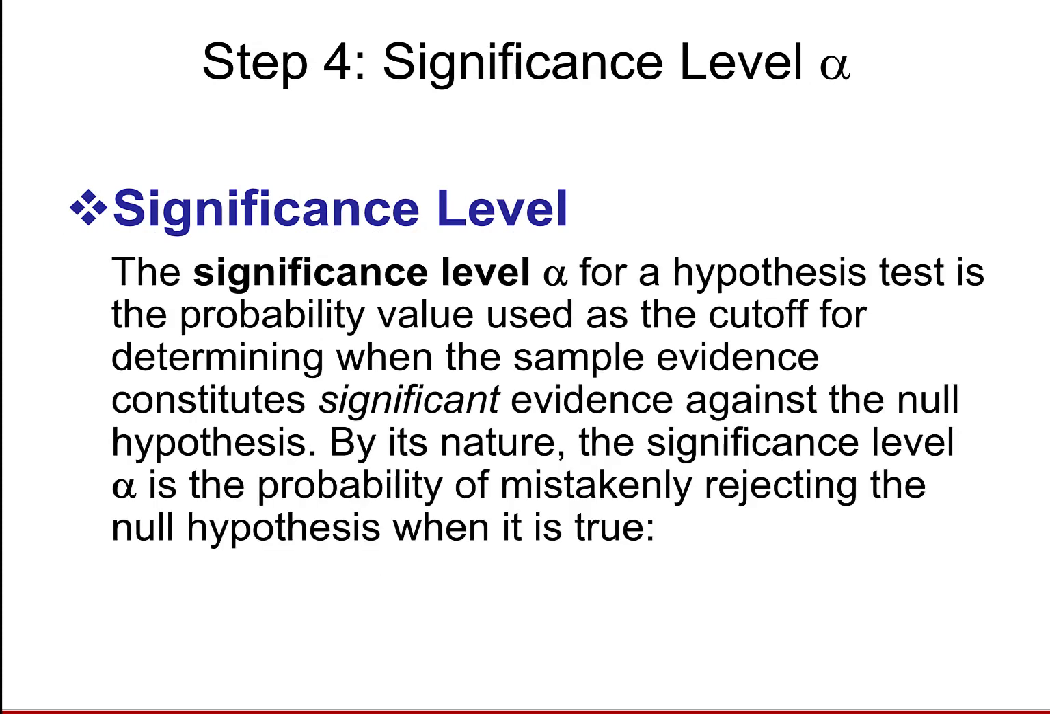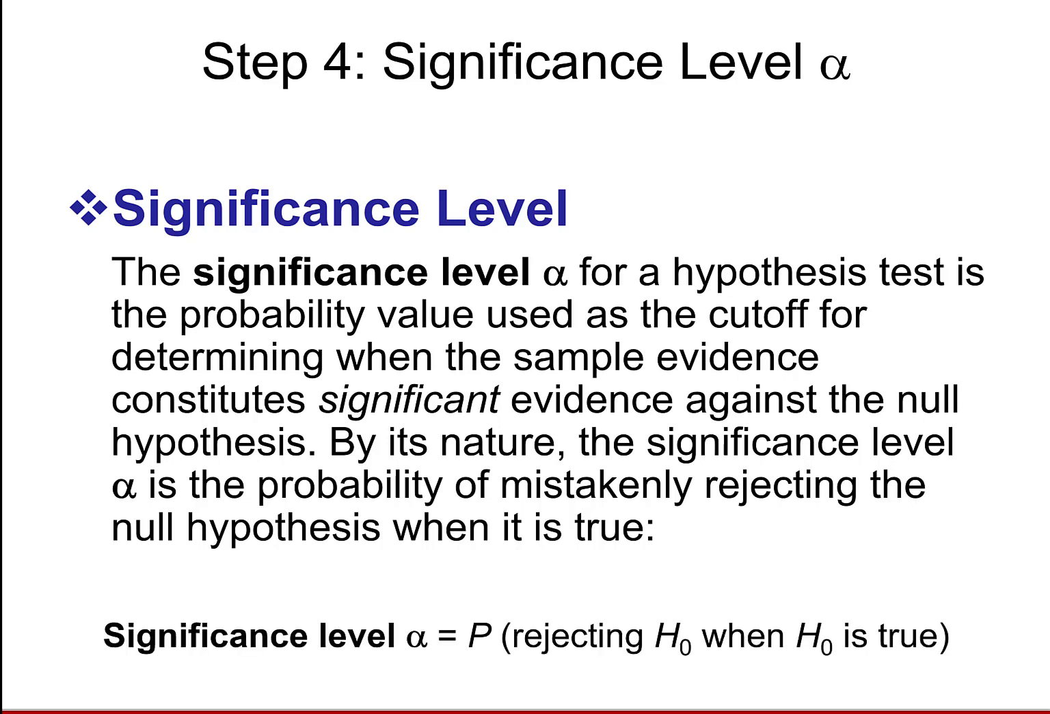The significance level is the cutoff point for determining when the sample evidence constitutes significant evidence against the null. By nature, the significance level, which is called alpha, is the probability of mistakenly rejecting the null when it is true.